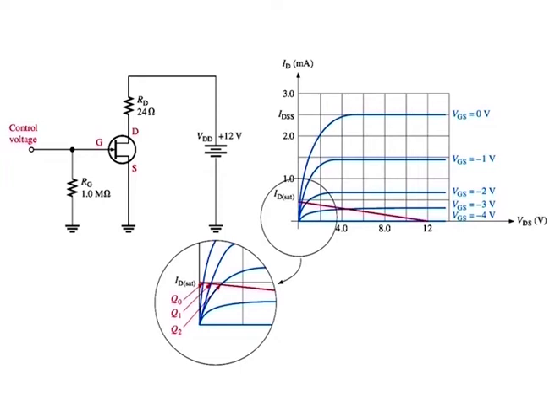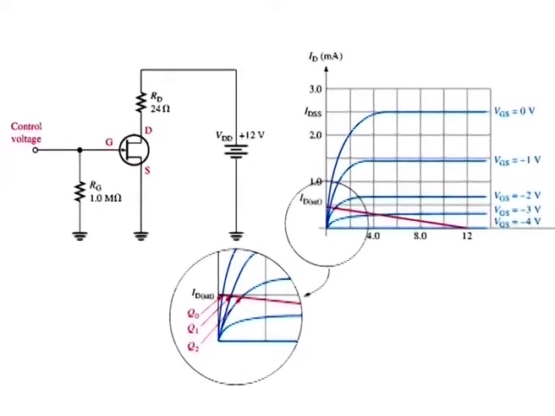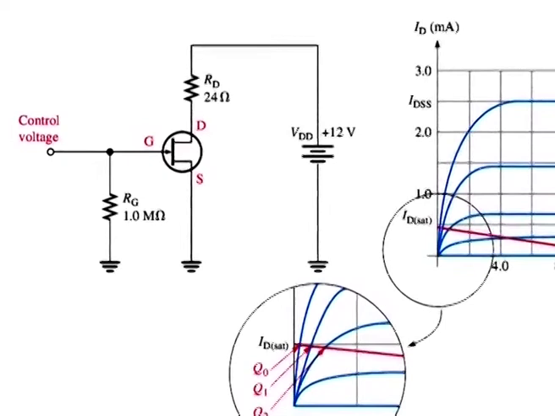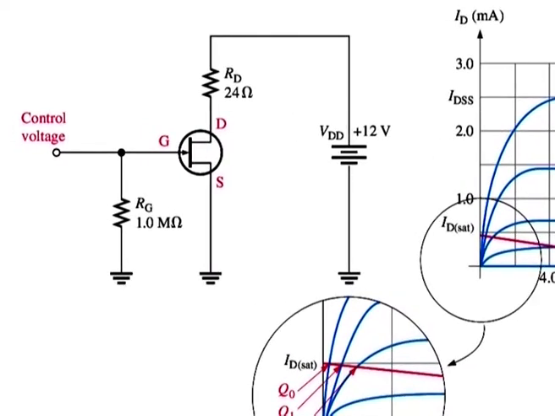To do this in a way that allows VGS controlling RDS, the DC saturation current is set for a value much less than IDSS, so that the load line intersects most of the characteristic curves in the ohmic region as illustrated. In this case, ID saturation is equal to VDD over RD, which is 12 volts divided by 24 ohm, and comes out to be 0.5 milliampere.